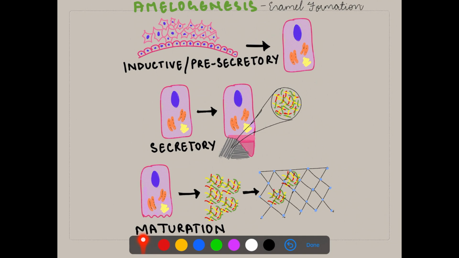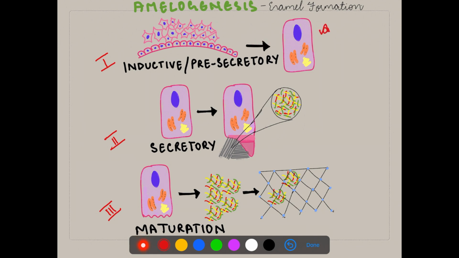So here I have a small diagrammatic illustration showing the process of enamel formation. Amelogenesis is divided into three stages. The first stage is the pre-secretory stage, the second stage is the secretory stage, and the third stage is the maturation stage. Let's discuss all these stages in detail. In the first stage, that is the pre-secretory stage or the inductive stage, the inner enamel epithelial cells transform into ameloblasts.